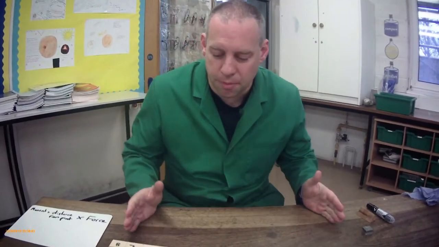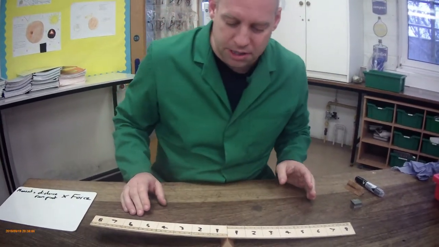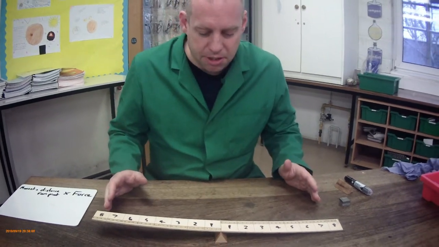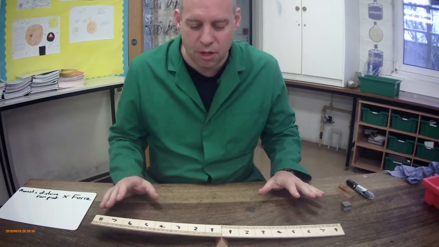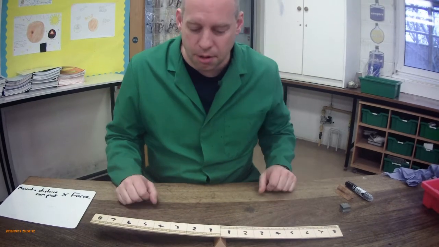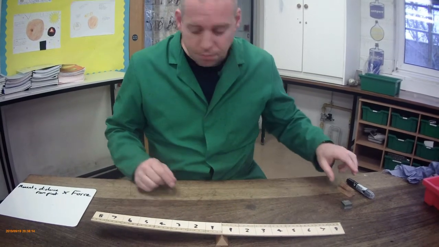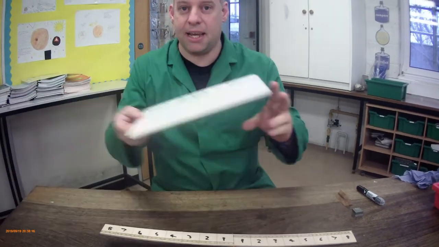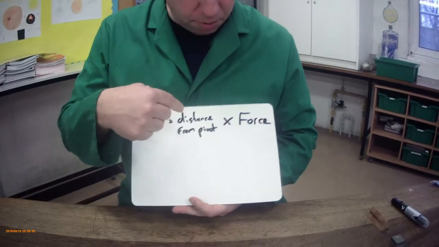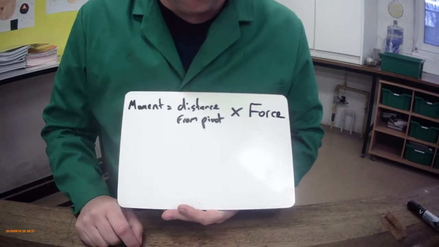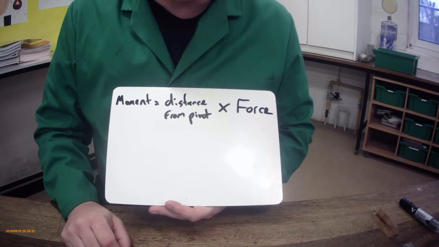Okay, here we've got a setup where I can show you moments and look at the calculations in a practical format, which is hopefully going to help you see more clearly how to approach a moment question. Just to remind you, the equation for a moment is distance from pivot times force. So the first thing we've got to do with any example is work out where the pivot is.